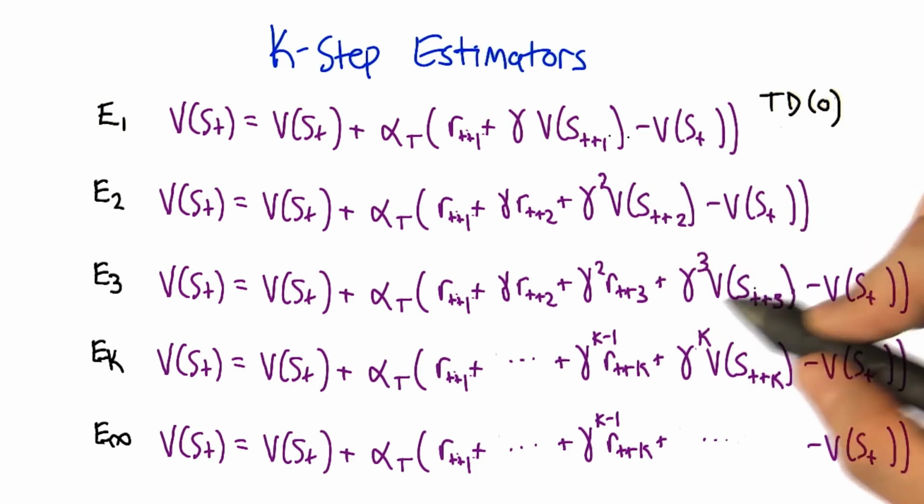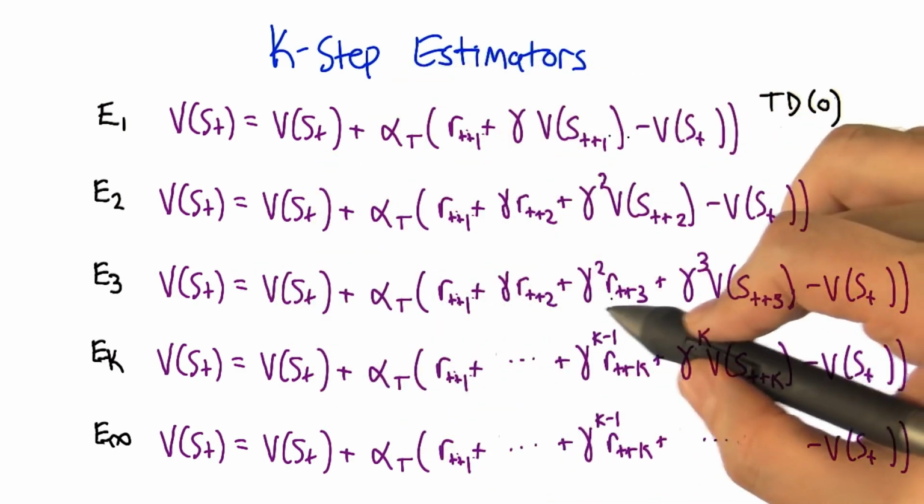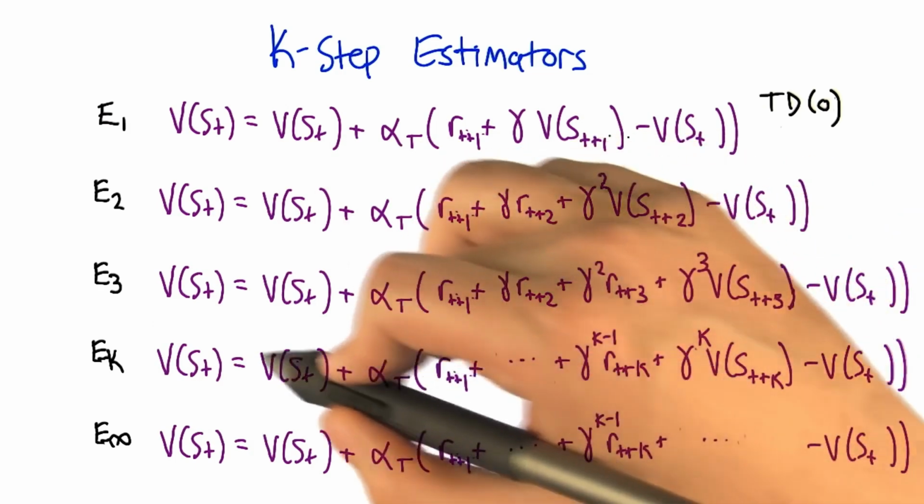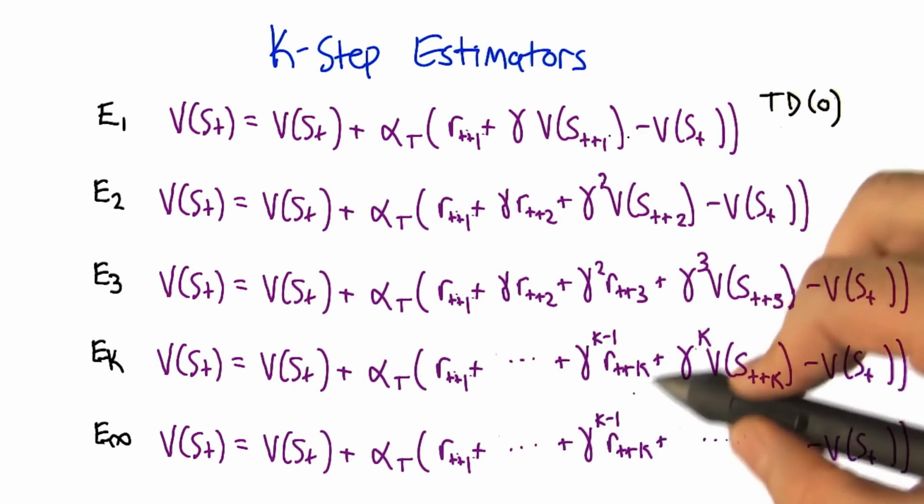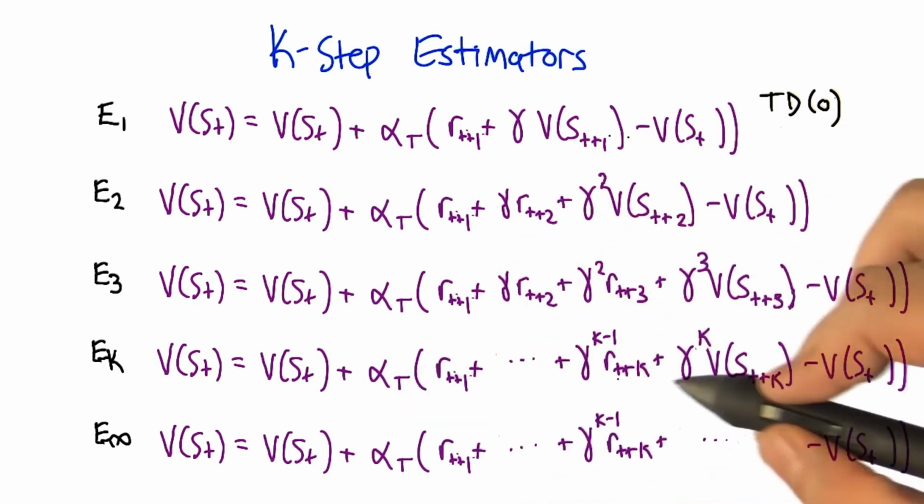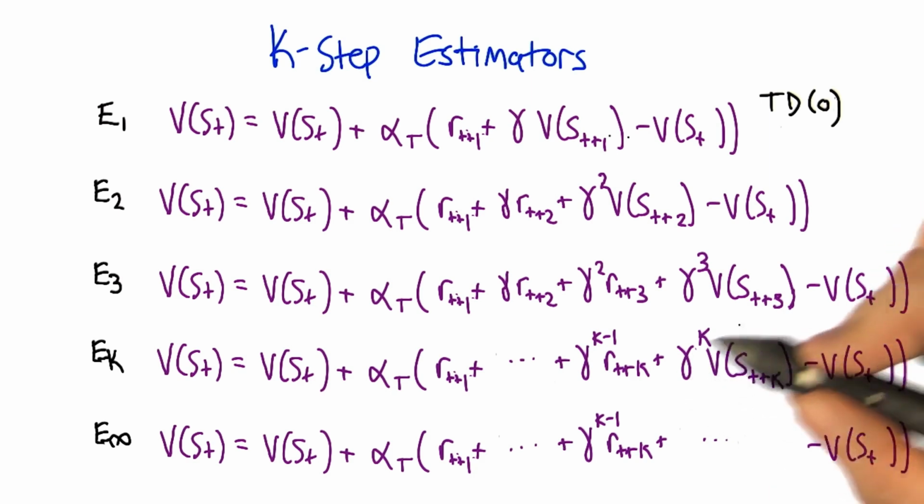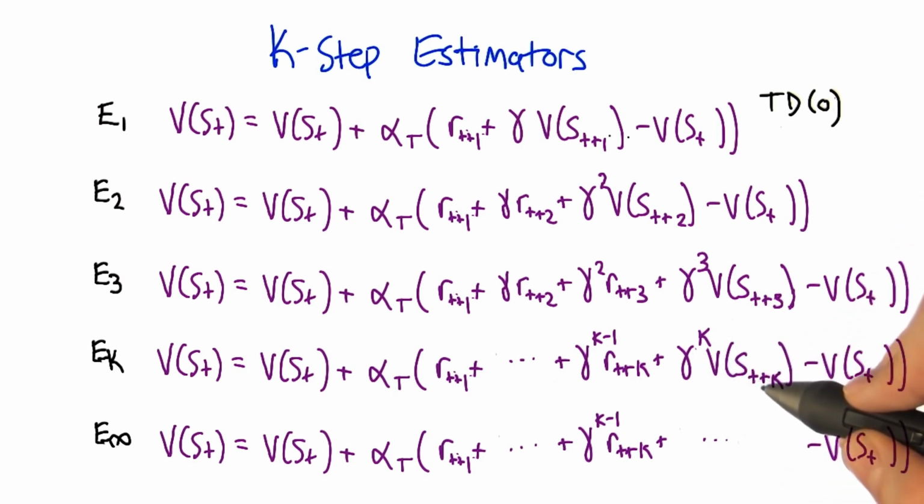And we could do that for 3. And we could do that for K, where we're estimating the value of a state by K rewards, summed up here, plus, and then we estimate the value of the future by looking at the state we end up in K steps from now and discounting that by K steps.